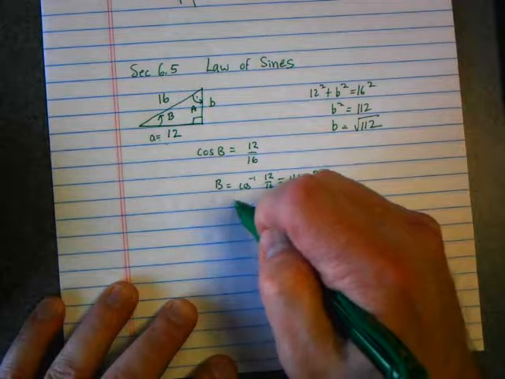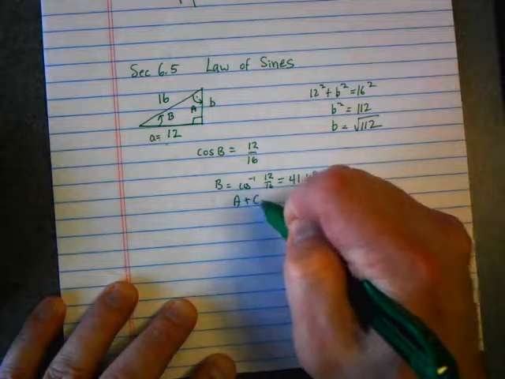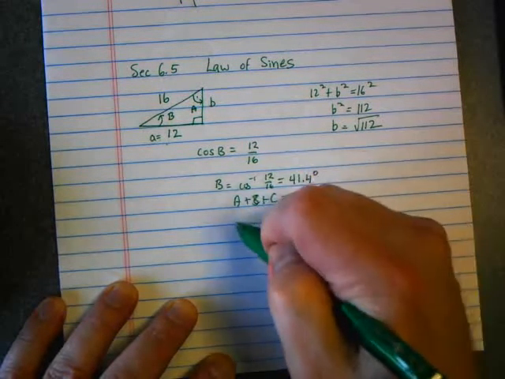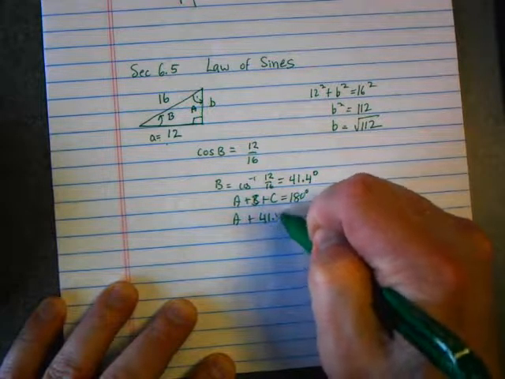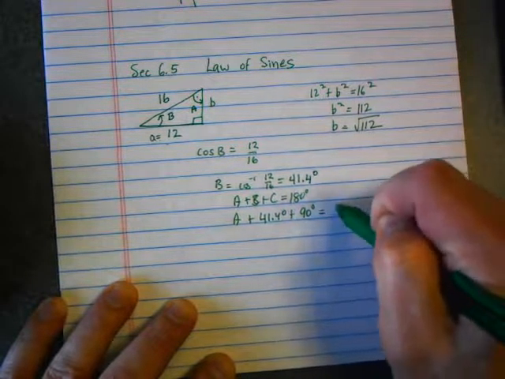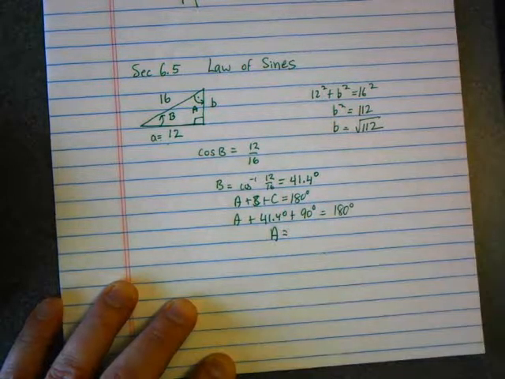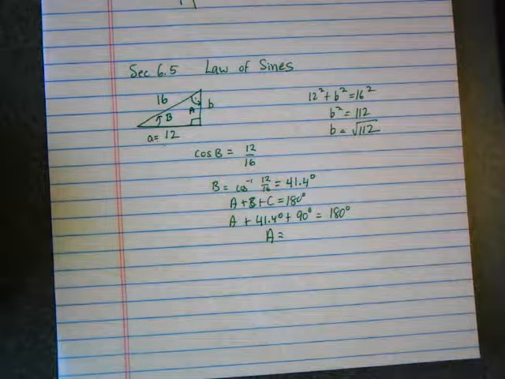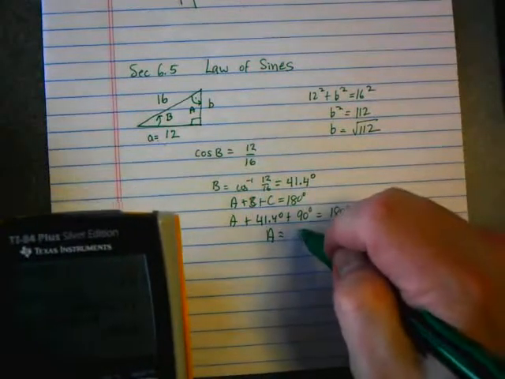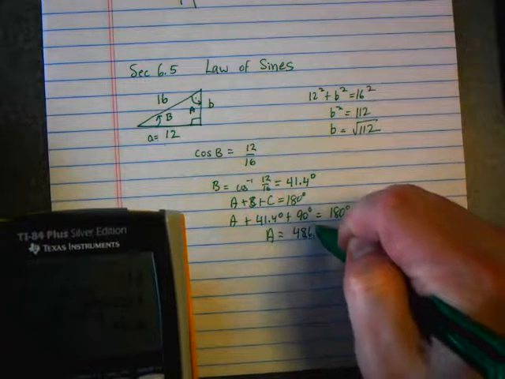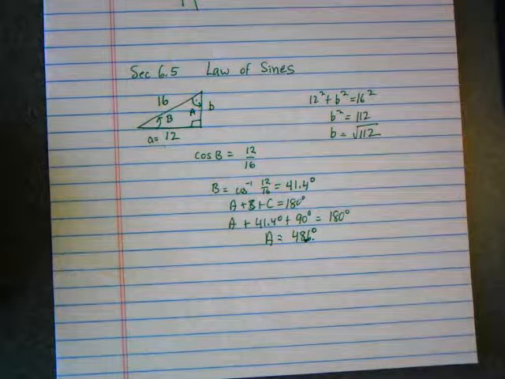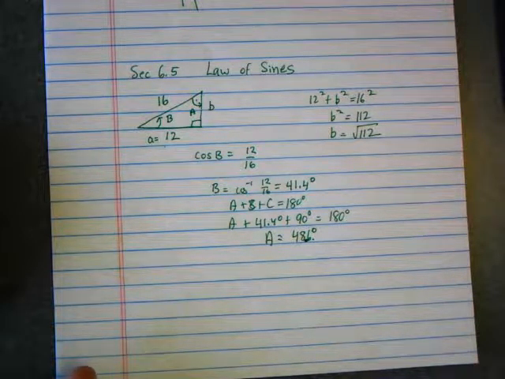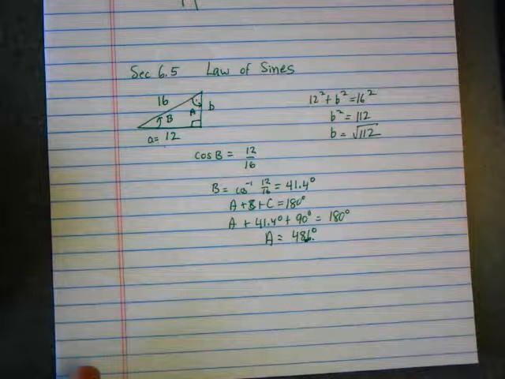I could say A plus B plus C all have to add up to 180 degrees. So A plus 41.4 degrees plus 90 degrees has to equal 180 degrees. So A is 180 minus 90 minus 41.4. Calculator says 48.6 degrees. All right, so that's kind of where we left off. It's kind of the last stuff we were working on.